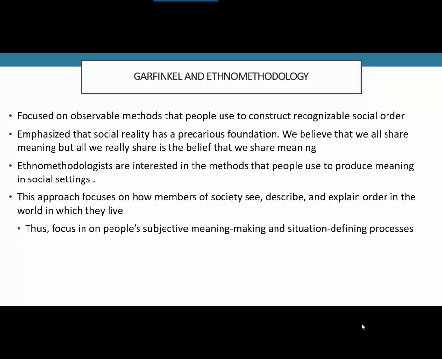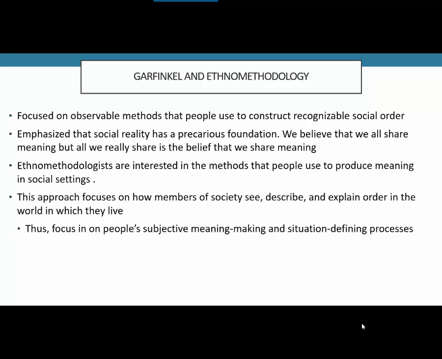So ethnomethodologists are focused on observable methods that people use to construct recognizable social order. So how do we come to a shared understanding of what's going on? Like, what types of questions do we ask? Like, do we look around to be like, hey, are y'all seeing this? Are y'all in agreement with what's happening?